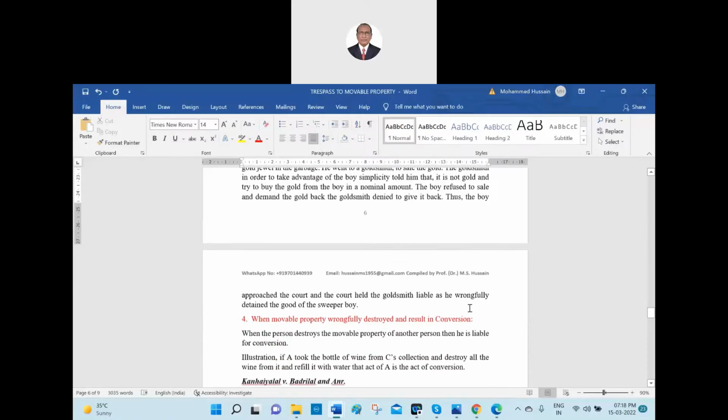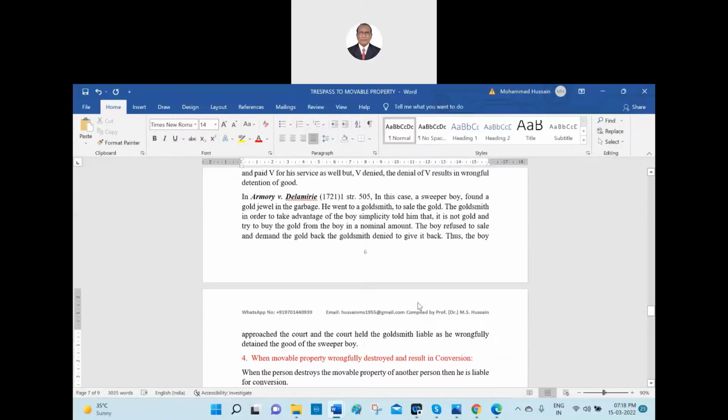Thus the boy approached the court, and the court held that the goldsmith is liable as he wrongfully detained the goods of the sweeper boy. It is self-explanatory. I believe that you understood.